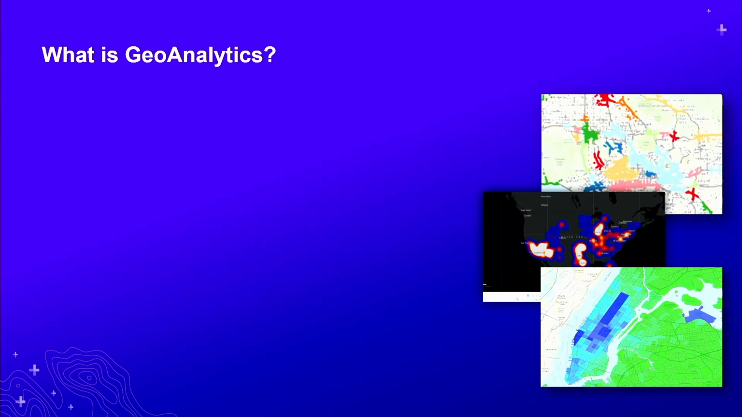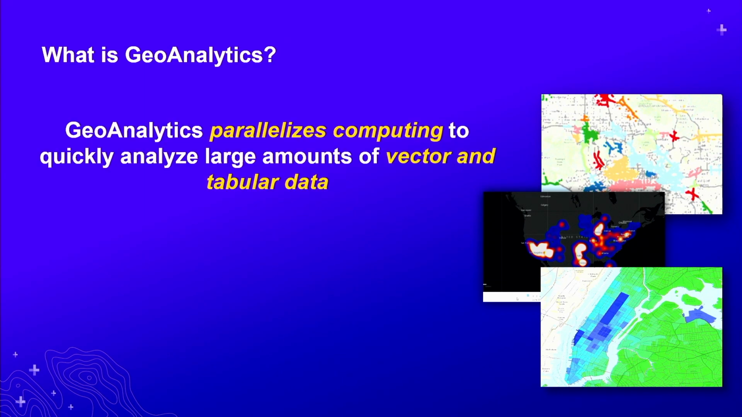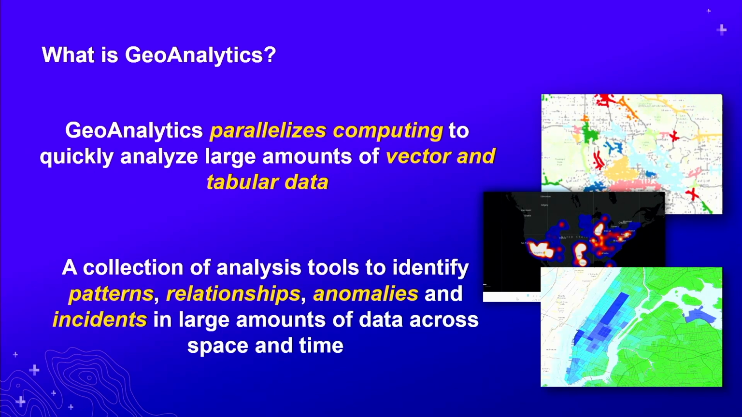So what is GeoAnalytics? GeoAnalytics parallelizes computing to quickly analyze large amounts of vector and tabular data. Specifically vector and tabular data, we're talking about points, lines, and polygons. Most often it is points because that seems to be the data that accumulates over time the most. But of course, lines, polygons, and tables are totally acceptable and things that we use in our inputs. And then parallelizes computing. So we are running across multiple cores, across multiple machines with GeoAnalytics Server. And all of that is baked into the tool. So you run a tool and it's going to distribute across the machines as needed.